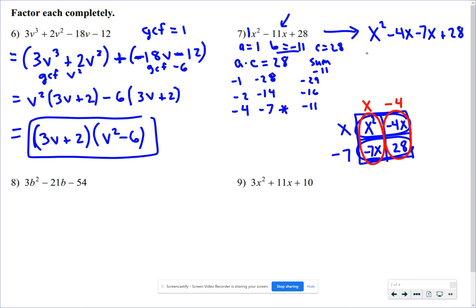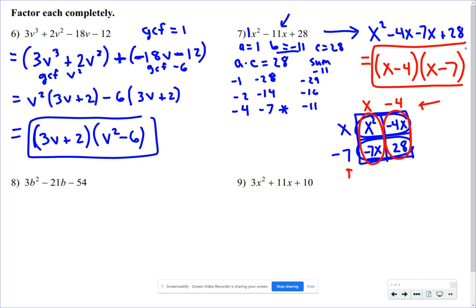Okay, then my final answer is going to be x minus 4. Remember, I find the factors on the top and on the side. So x minus 4 inside one set of parentheses, and then x minus 7, the other factors over here, in another set of parentheses. And we are done.